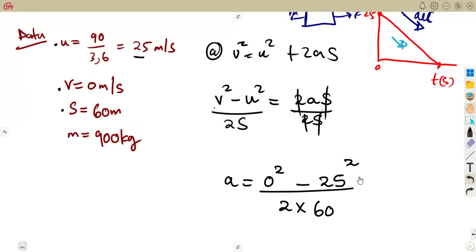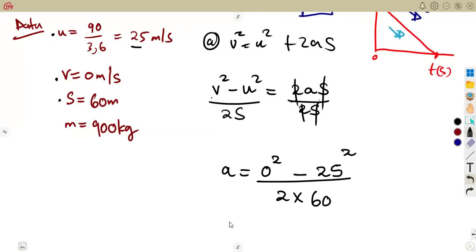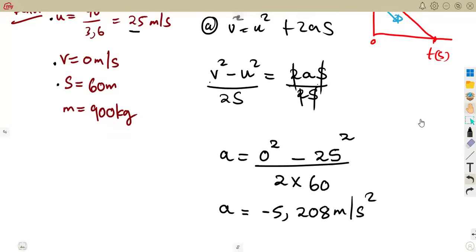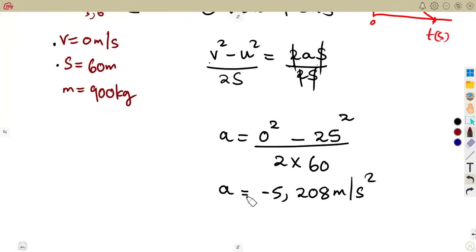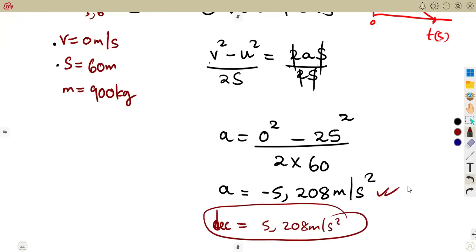With your calculator, I want you to simplify this properly. You are going to notice that you're going to have a negative value. Negative 5.208 in meters per square second. That is to show us we are having a deceleration, to have that negative answer. So our deceleration is 5.208 meters per square second. This is your deceleration, having a negative answer like this. So you can even leave it like that, it's fine.